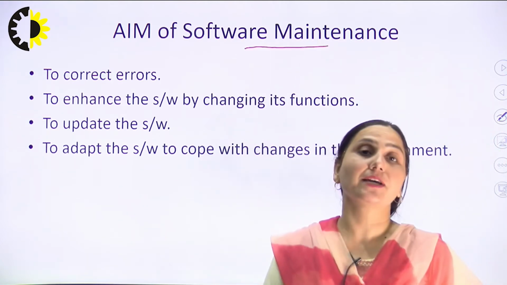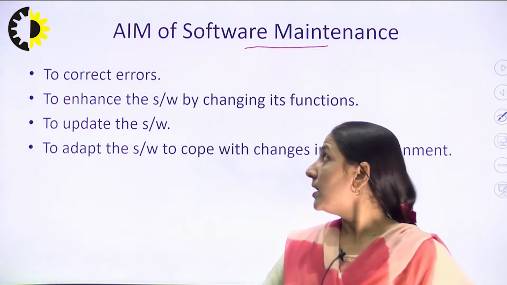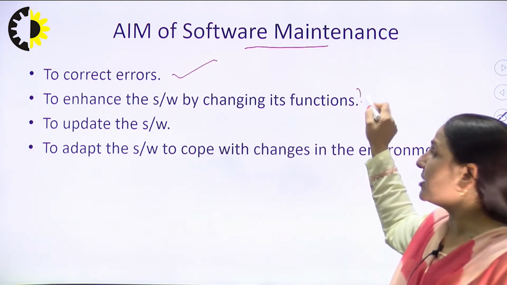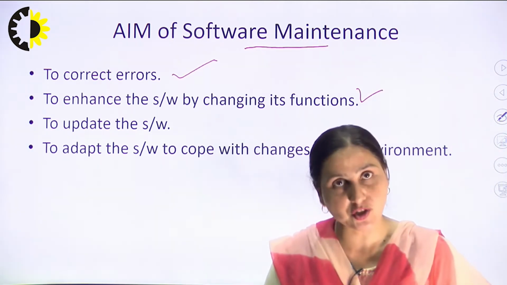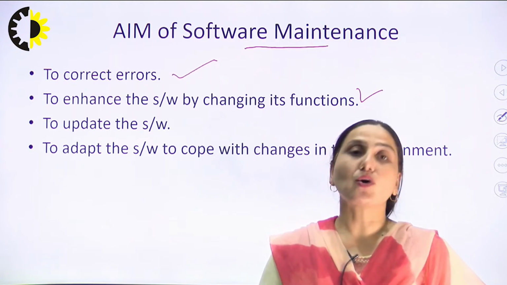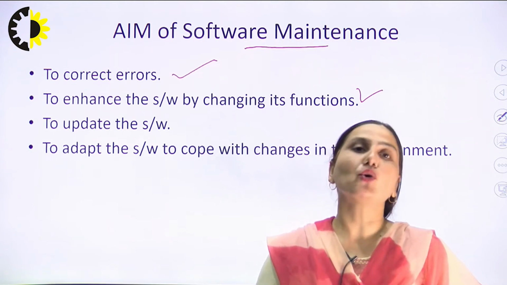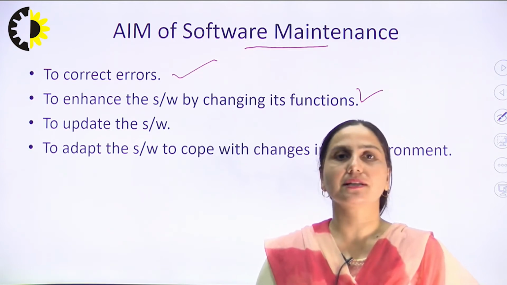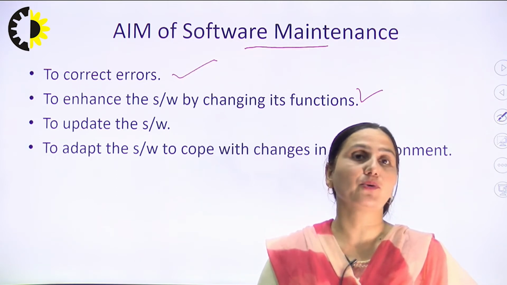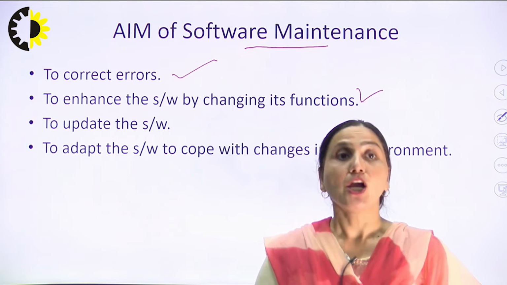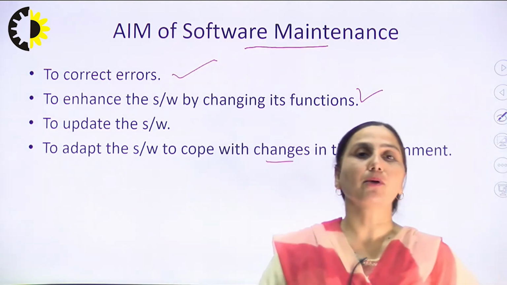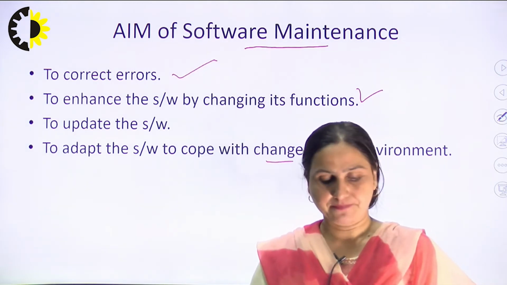With what purpose are we actually maintaining the software? First is, as I told you, to correct the errors. Second is to enhance the software by changing its different functions, making any sort of modifications in the functions. Again, to update the software, if you want to update it for any reason, of course we require maintenance, because that is only possible if and only if the software is maintainable. Again, to adapt the software to cope with the changes in the environment.